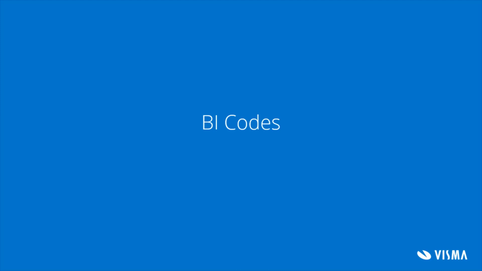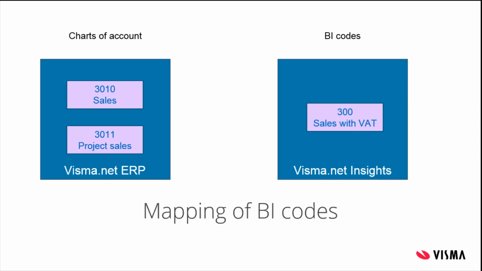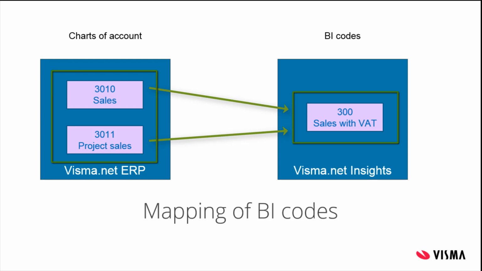BI codes are standardized account groups used for KPI calculations. These codes are put in between the ERP system and the calculation in Visma.net Insights. BI codes accumulate several financial accounts and are presented with a number of 3 digits and a short description.